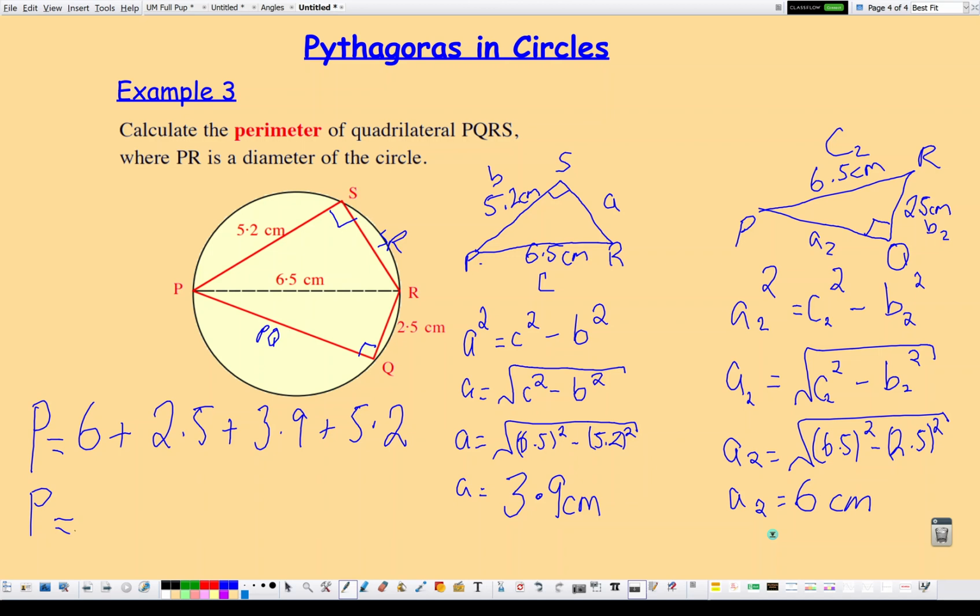Just add all those together, and that is you finish this particular question. So 6 add 2.5 is 8.5, plus 3 is 11.5, plus 0.9, 12.4, plus 5, 17.4, plus 0.2, 17.6 centimetres.